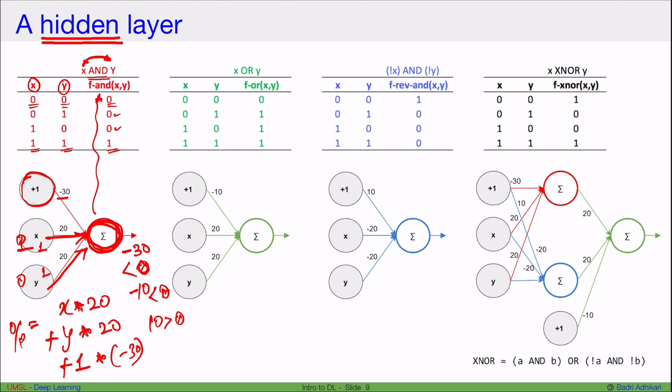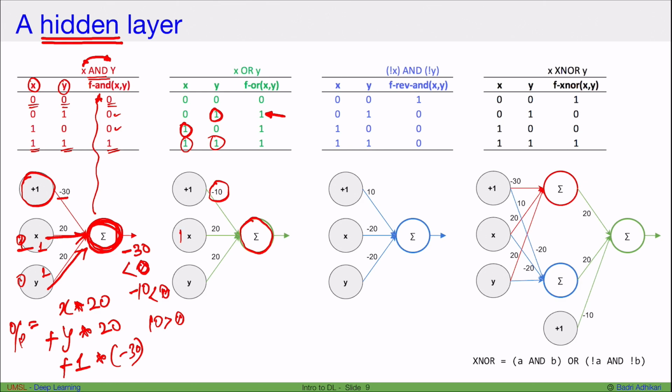Now let's look at the other function OR. So if you remember once again, OR is a function that leads to a positive output when either X is positive or Y is positive or both of them are positive. Now once again, we have a single neuron and we will see that even the single neuron can represent the OR function. All we have to do is change this minus 30 to minus 10.